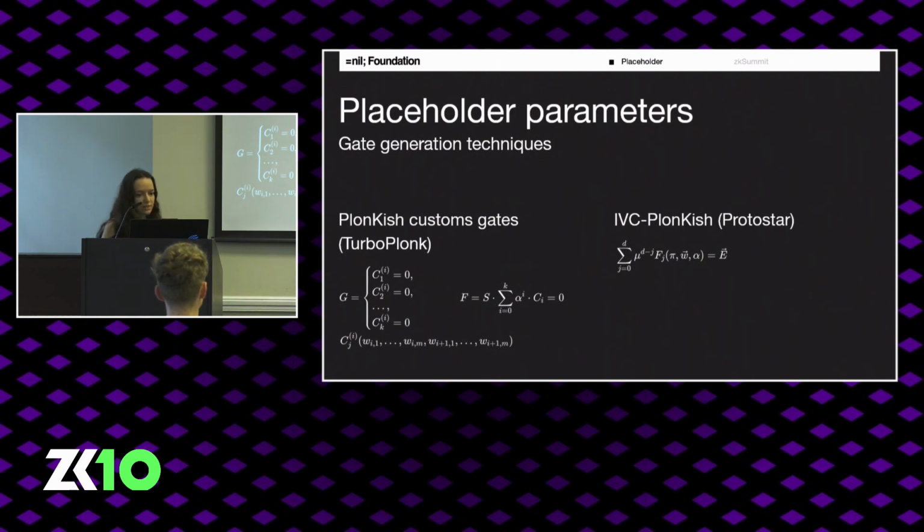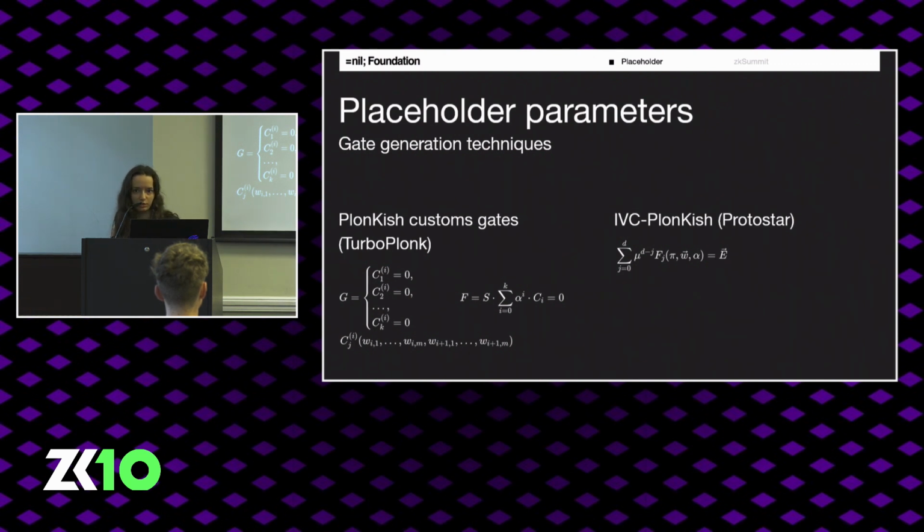Next one, it's gate generation techniques. We have 2 options, and the first one is our usual Plonkish custom gates. It's a TurboPlonk with all constraints looking like this, and we can express any polynomial equation via custom gates. And the second approach is IVC Plonkish.